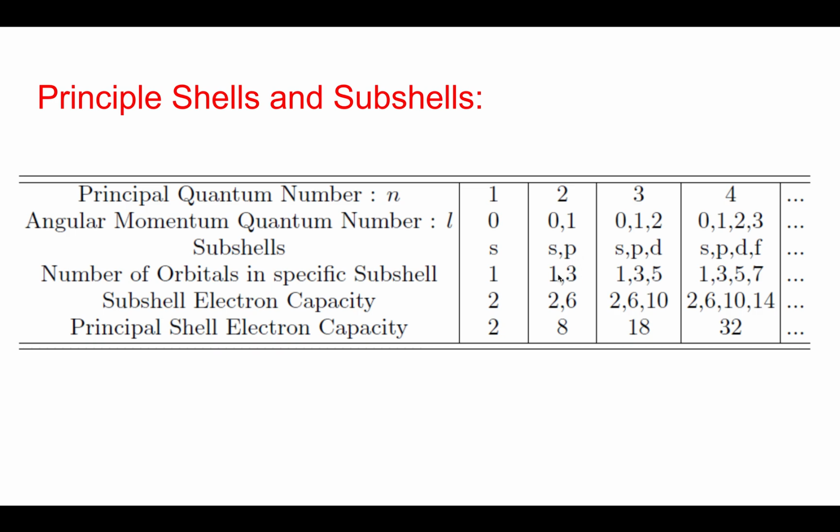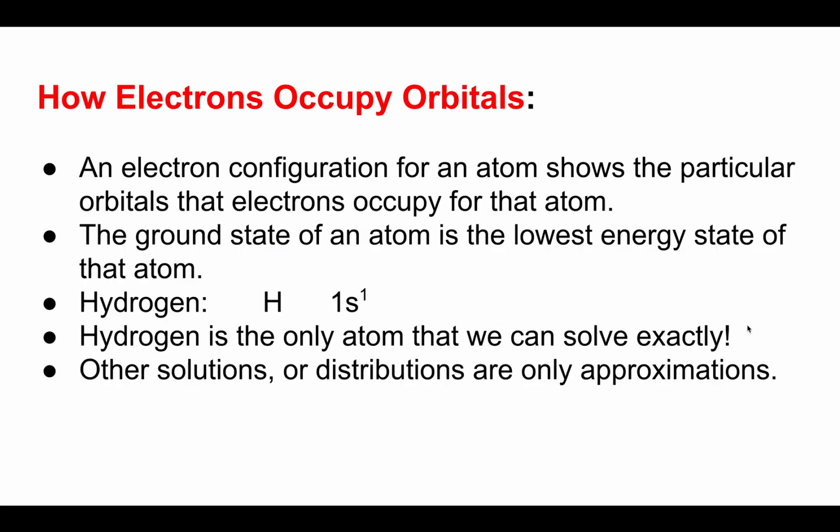There is one s orbital in an s subshell. There are 5 d orbitals in a d subshell, and thus a d subshell, which has 5 d orbitals each holding 2 electrons, can hold 10 electrons. And then the principal shell capacity is 2, 8, 18, 32, and so forth.